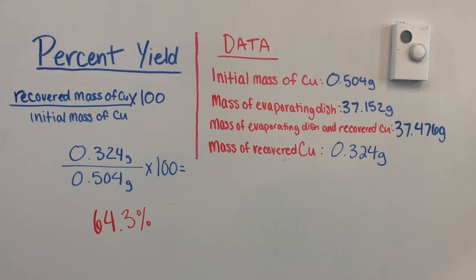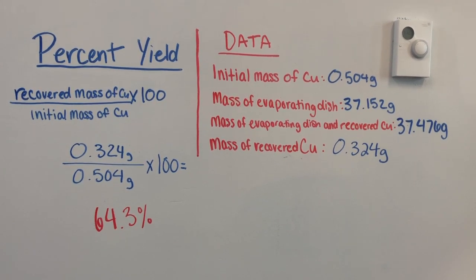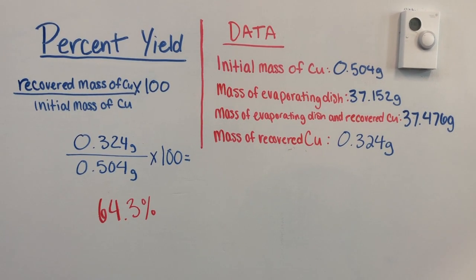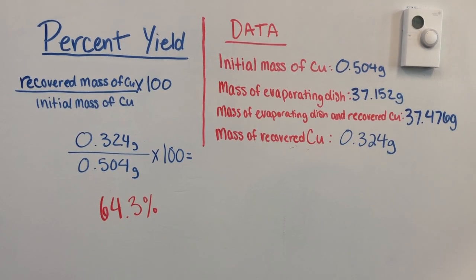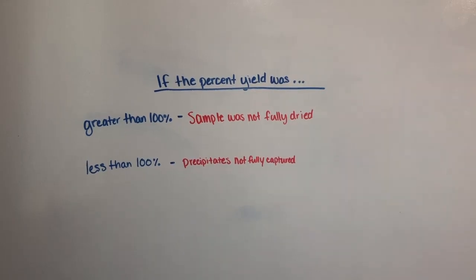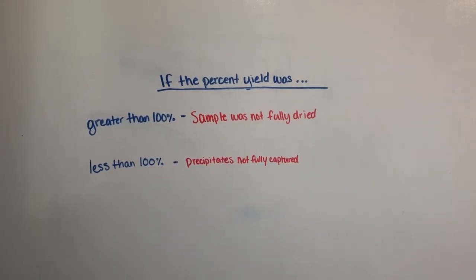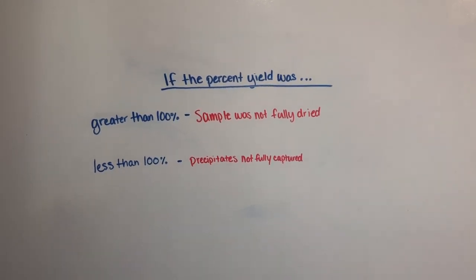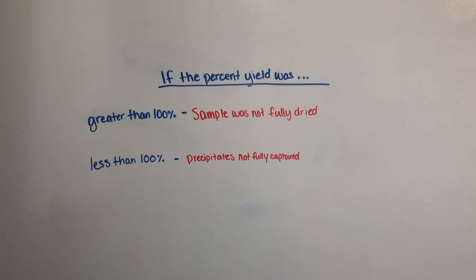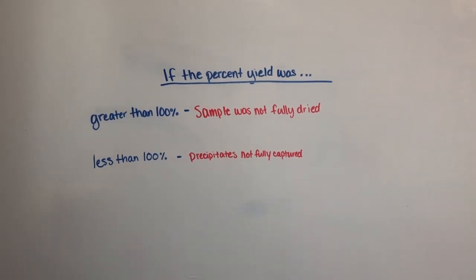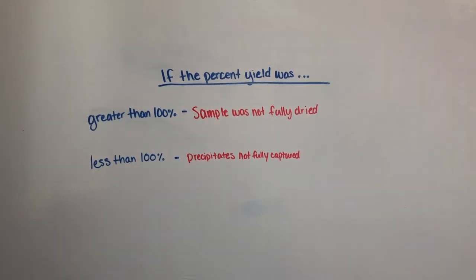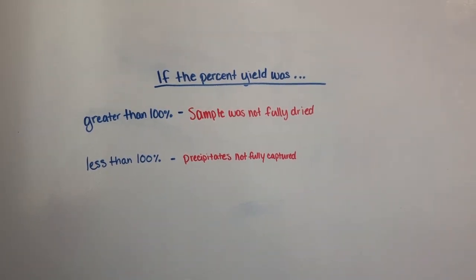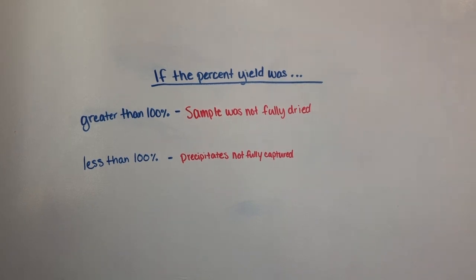Theoretically, the percent yield should be 100%. However, there are errors that can take place that can cause the percent yield to be greater or lower than 100%. If the percent yield was greater than 100%, it could mean that the sample was not fully dried when the mass was taken at the end of the experiment. If the sample was not fully dried and there was still water left, the sample amount would be greater than what you started with, causing the percent yield to be greater than 100%.